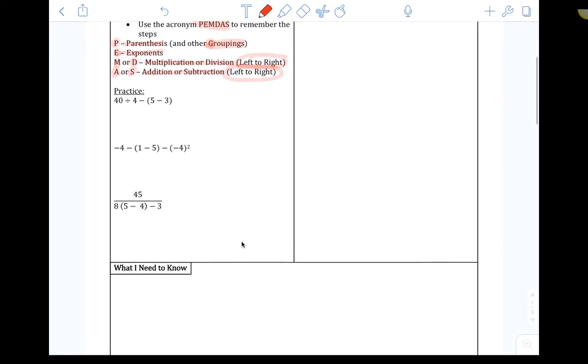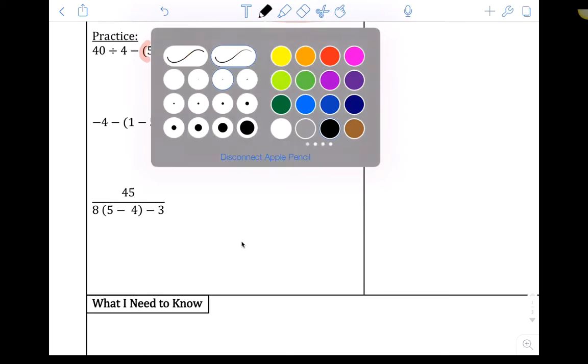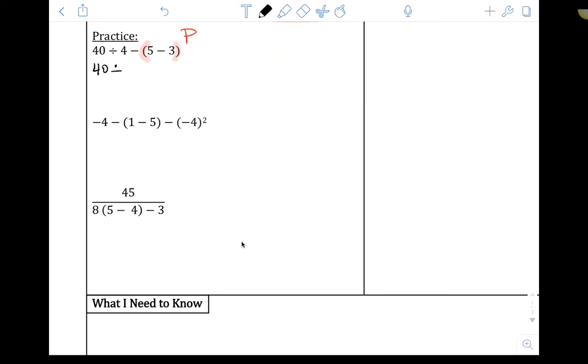So we have some practice problems that we can do together. My first practice problem is 40 divided by 4 minus (5 minus 3). So the first thing in our order of operations is the P for parentheses. So what we'll take care of first are these parentheses right here. Essentially, I need to do 5 minus 3 first. So I'm going to go ahead and leave 40 divided by 4 minus, but now I can do the math on 5 minus 3. 5 minus 3 happens to be 2.